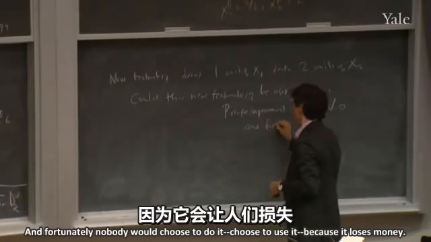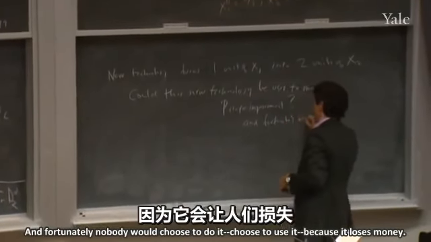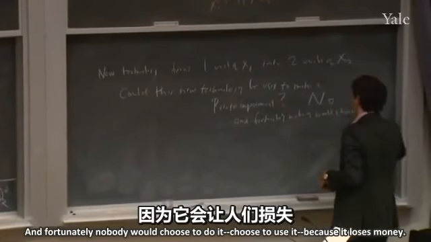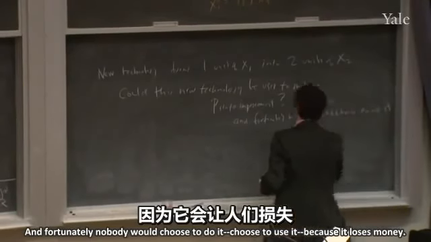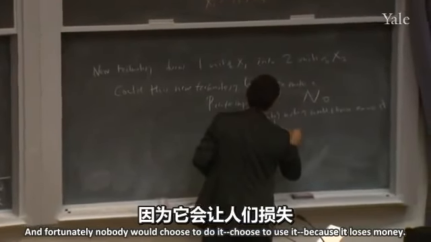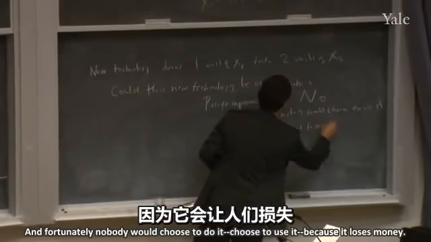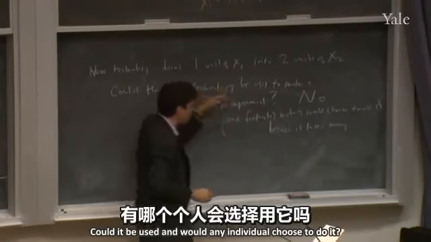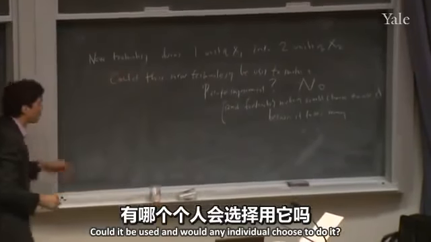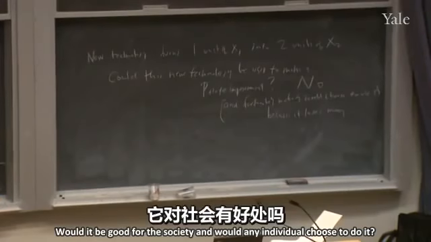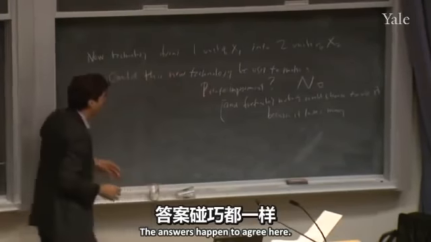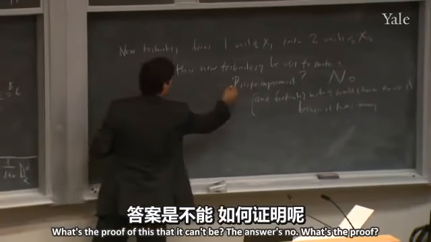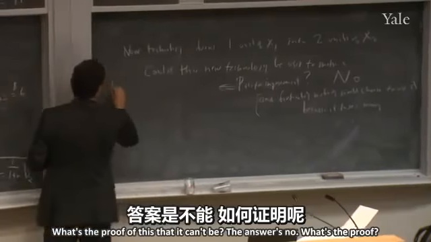And fortunately, nobody would choose to use it, because it loses money. So those are 2 separate questions: could it be used, and would any individual choose to do it? Would it be good for society, and would an individual choose to do it? The answers happen to agree here. So why can't it be used as a Pareto improvement? What's the proof of this, that it can't be? The answer is no. What's the proof?